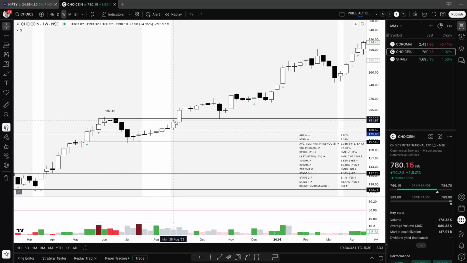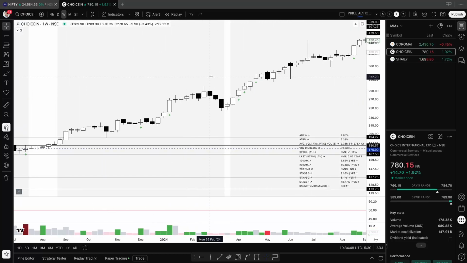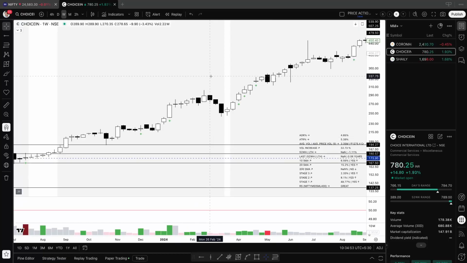And once it broke out, this week's low became the support zone, and once it broke out, then this week's high became the support. So this is happening again and again. You have to practice it. You have to look at the chart and mark those levels. You will understand how powerful the system is.